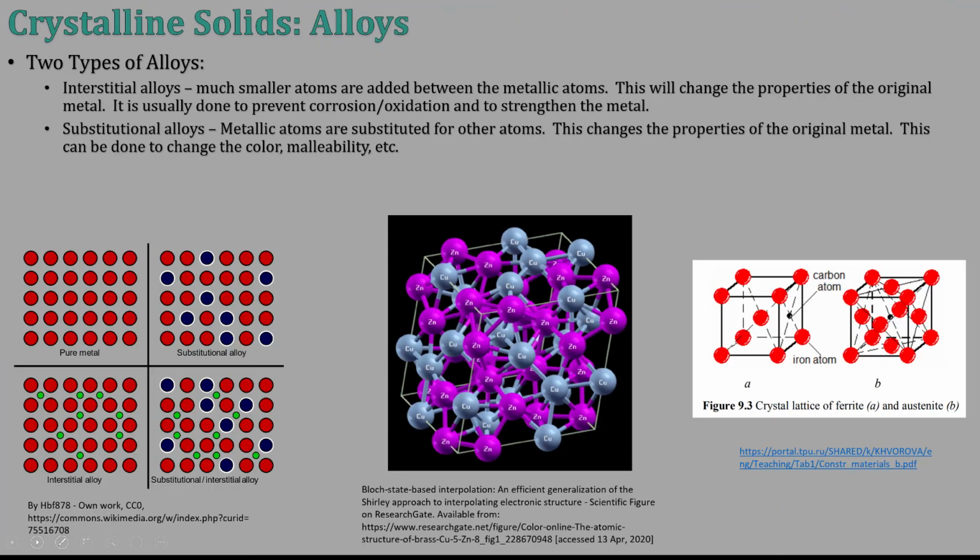All right, and then the last 2 things that I want to talk about are the 2 different types of alloys. There's interstitial alloys, and then there's substitutional alloys. Interstitial alloys is when much smaller atoms are added between metallic atoms. And so it changes the property of the original metal. And it's usually done to prevent corrosion, oxidation, and to strengthen it.